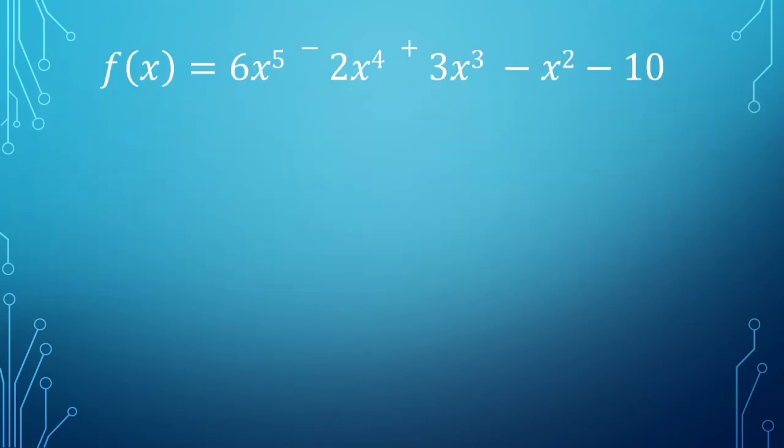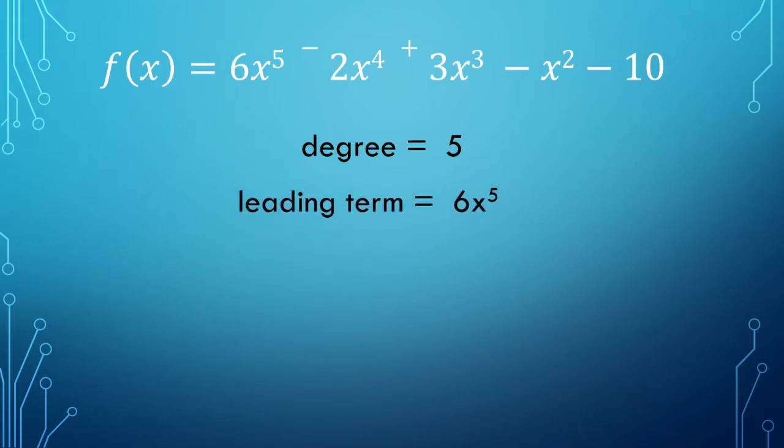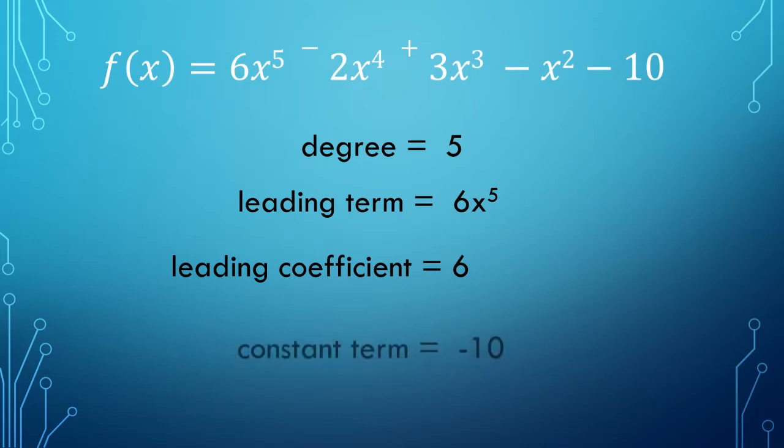For f of x equal to 6x raised to 5 minus 2x raised to 4 plus 3x to the third power minus x squared minus 10, our degree or the highest exponent is equal to 5. The leading term is 6x to the fifth power. The leading term is referring to the term with the highest exponent. The leading coefficient is the coefficient of the leading term, which is 6. And our constant term is equal to negative 10.